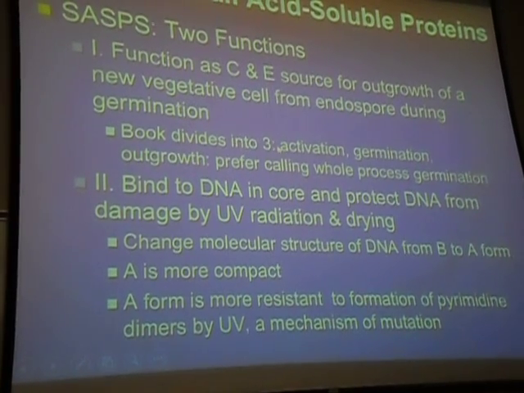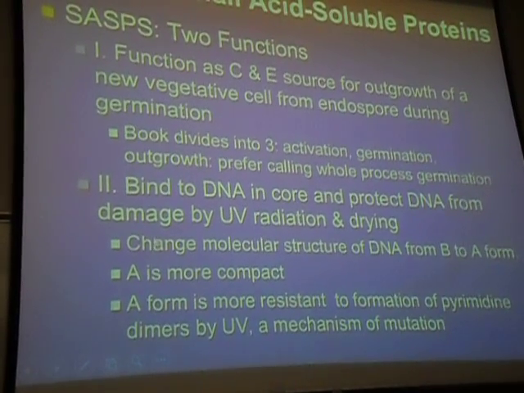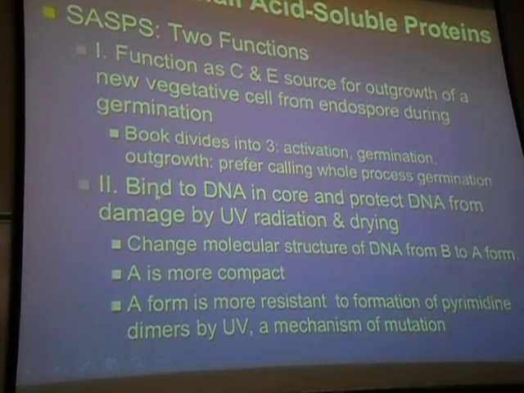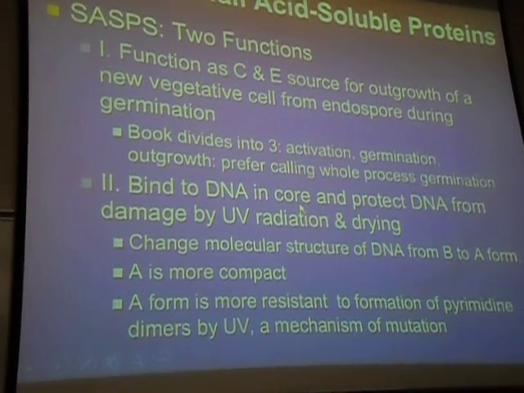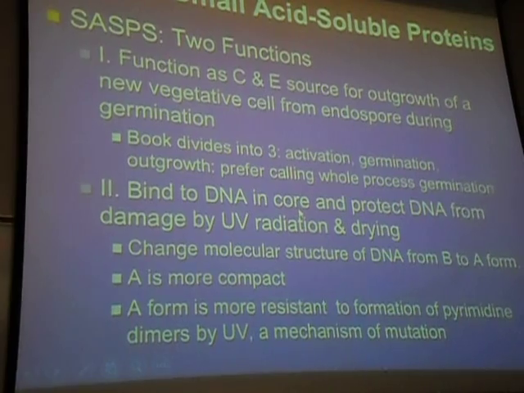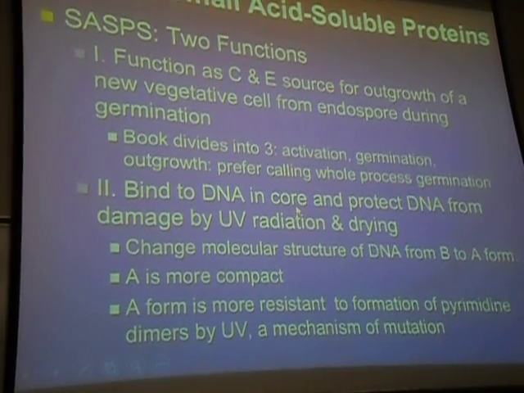And once again, I said the book divides it into activation, germination, outgrowth. We're going to call the whole process germination. Okay. The other thing it does is it makes DNA more stable. It binds to DNA in the core. Remember, the DNA has to be in the endospore. If that endospore didn't contain the DNA, you couldn't give rise to a vegetative cell. You don't have the genes to code for all those proteins that are necessary for that process.